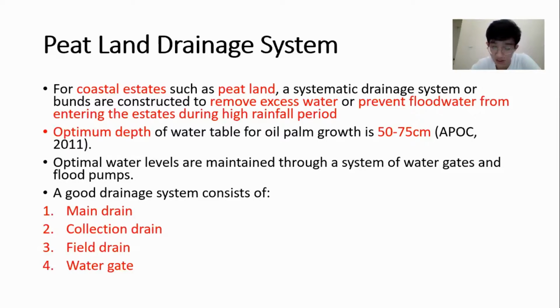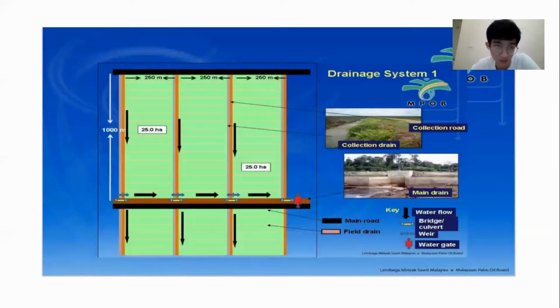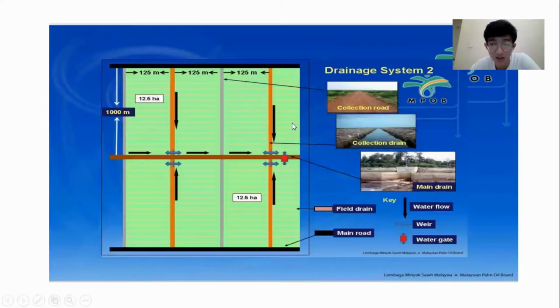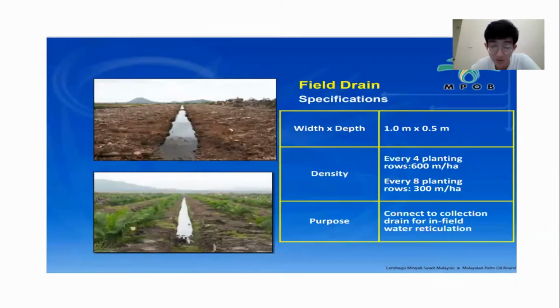So a good drainage system consists of a main drain, collection drains, field drains, and a water gate. So here is a good drainage system design proposed by Malaysian Palm Oil Board, which is also known as MPOB. And here is another good drainage system design proposed by MPOB also. So a field drain serves to connect to collection drain for infield water reticulation, and the specification of field drain suggested by MPOB is with width of 1 meter times depth of 0.5 meters.